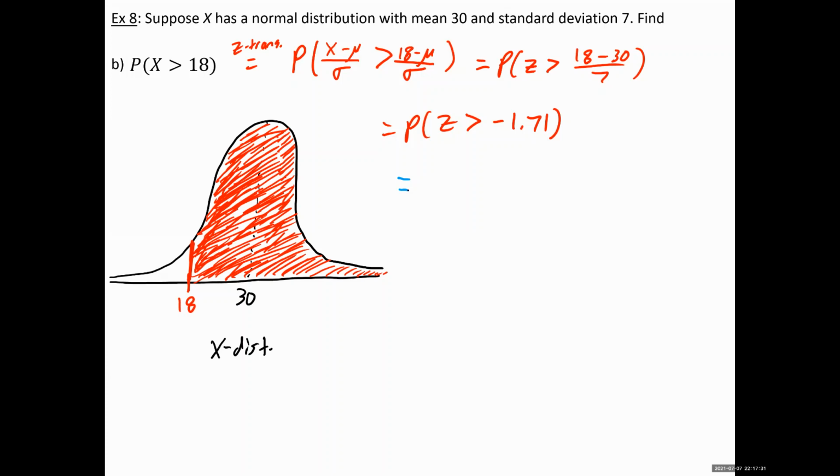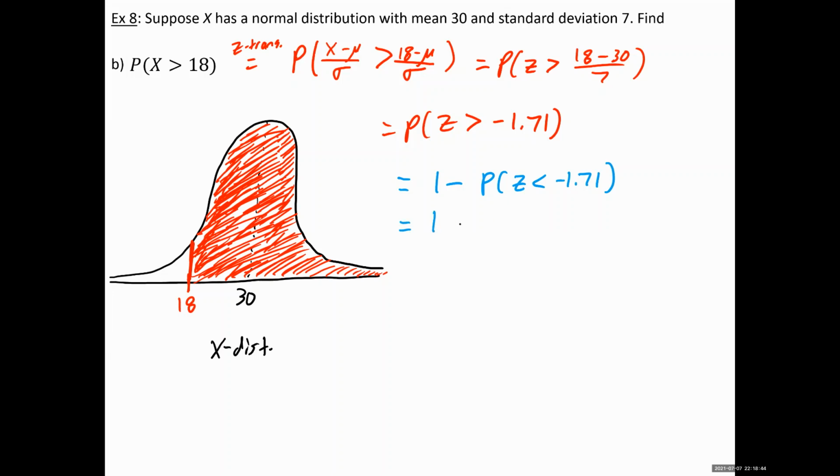So now, how do we do a z problem when it's a greater than? When it's a greater than, we have to use a formula. Someone tell me what the formula is. 1 minus a probability of z is less than negative 1.71. Right. So again, whenever you have a probability z greater than something, use this formula, 1 minus probability z less than the number. The reason you do that is so we can use the table.